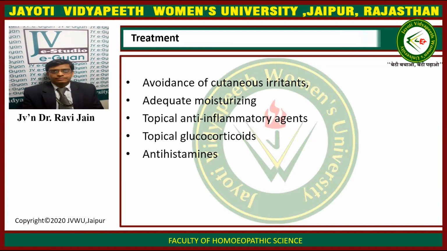Now, what is the treatment for atopic dermatitis? The first and foremost treatment includes avoidance of the cutaneous irritants. Adequate moisturizing is a must for the lesions. Topical anti-inflammatory agents are required, with topical application of glucocorticoids and antihistamines. So the treatment consists of avoidance of cutaneous irritants, adequate moisturizing, topical anti-inflammatory agents, topical glucocorticoids, and antihistamines.